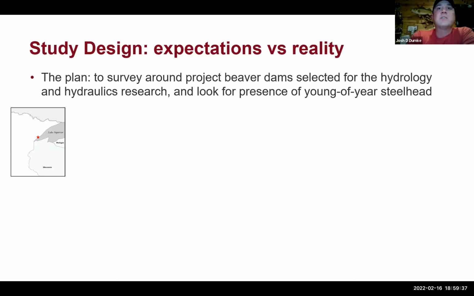At the project outset, our expectation was that we were going to survey around project beaver dams that were selected for the hydrology and hydraulics research and look for the presence of young of the year steelhead, because that would tell us where the adult steelhead were traveling to. And if there weren't any young of the year steelhead above a dam, it would be an assumption we could make that the adults did not pass that dam. Next.